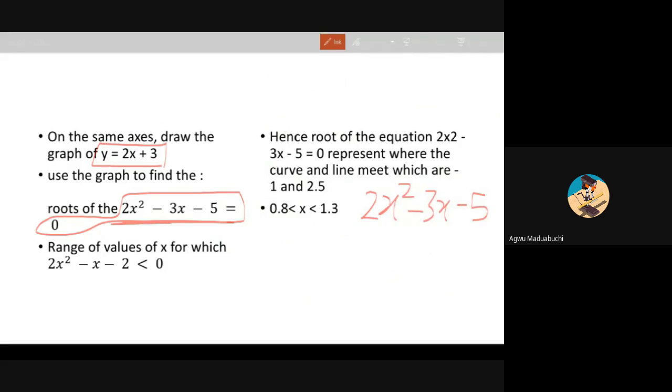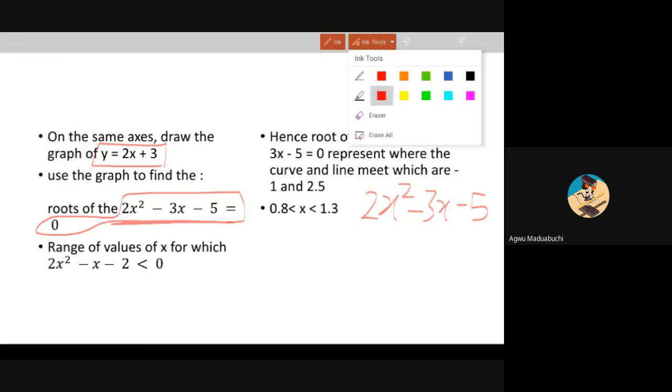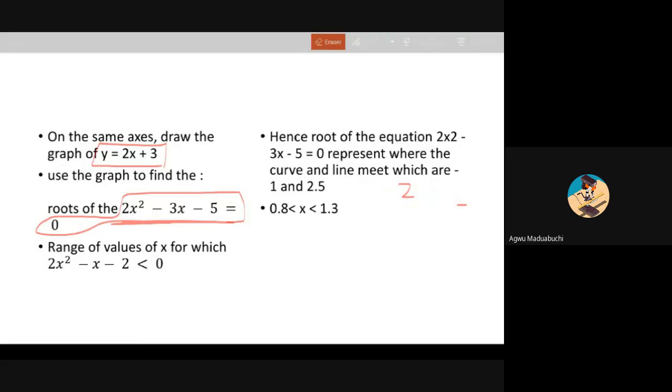No, not minus 3x. Sorry. The initial equation was what? 2x squared minus x minus 2. Yes, thank you, minus x minus 2 equals 0. So this is the initial equation. So sometimes, like I said, nobody will tell you about this. This will be omitted. They'll just tell you, use the graph to find the root of this. What do you do? Try to now write this in terms of this.